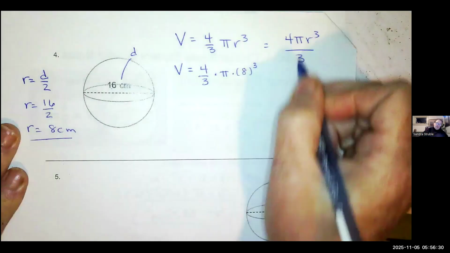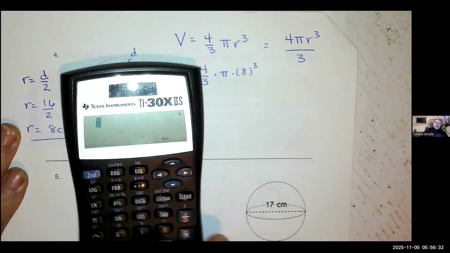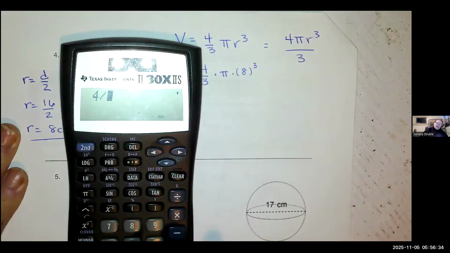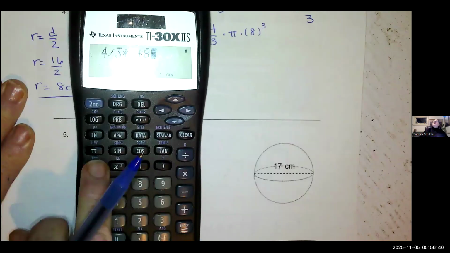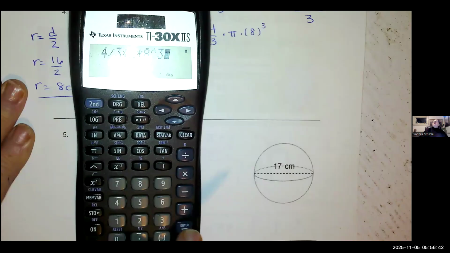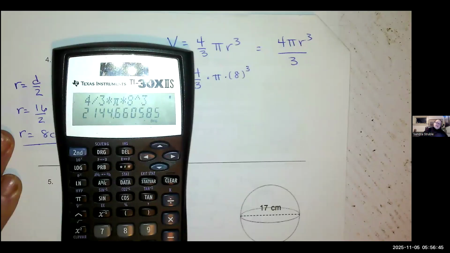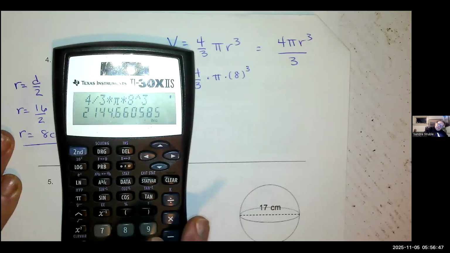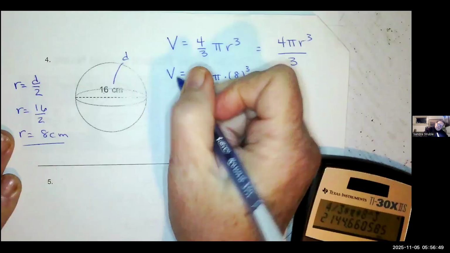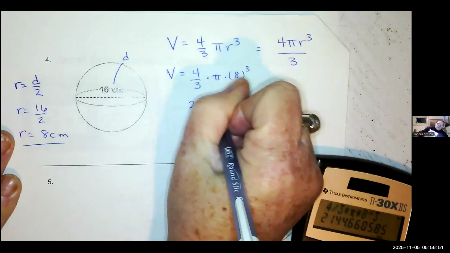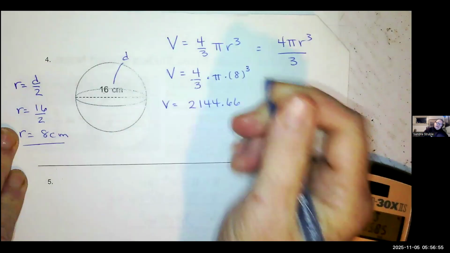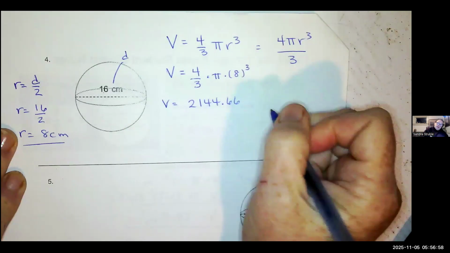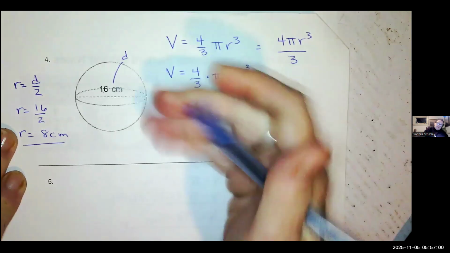So in your calculator, 4/3 times pi times 8. You're going to have to use your caret, 3, and then equals. And I got 2144.66. I'm going to go ahead and leave this like this because we've got enough that we're learning right now. And this is centimeters cubed.